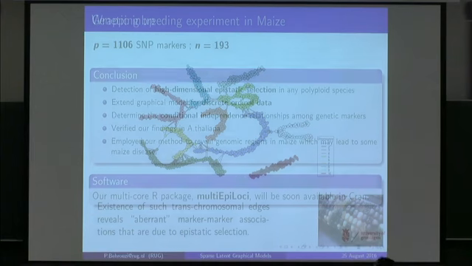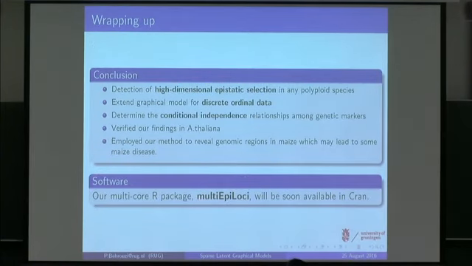So this was the whole structure, and to wrap up, our aim was to detect high-dimensional epistatic selection in the genome of recombinant inbred lines for any polyploid species, could be tetraploid or any other species. For this aim, we extended graphical models for discrete ordered variables, and we are interested in finding this epistasis based on conditional independency. We verified our model in Arabidopsis, and we employed our method to find the genomic region in maize which may lead to the maize disorder.